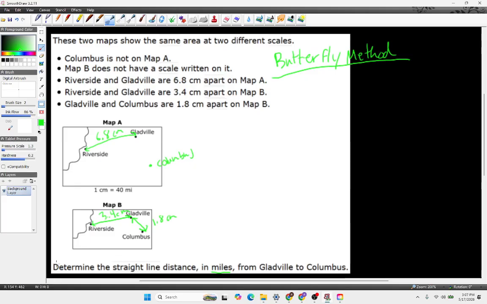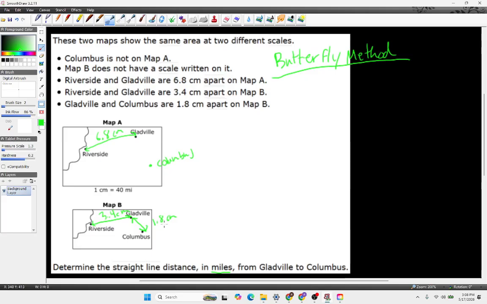Okay, I need to get very clear on what I'm being asked. Notice that they're actually not asking me for the distance from Gladville to Columbus on map A. They actually want the actual distance in miles between Gladville and Columbus. Now the problem is we have the distance between Gladville and Columbus on map B, it's 1.8 centimeters, but we don't know how that translates to actual miles because there's no scale on map B. So we need some sort of strategy for how we're going to get from 1.8 centimeters all the way to an actual distance.